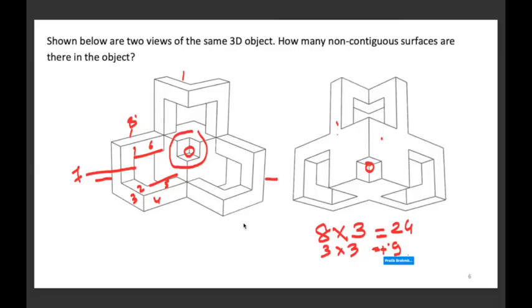In addition to that, there are the shared surfaces which are left between the parts. So 1, 2, and 3, plus 3. This adds up to a total of 36 surfaces, which is the total number of non-contiguous surfaces that this object has. We'll move to the next one.